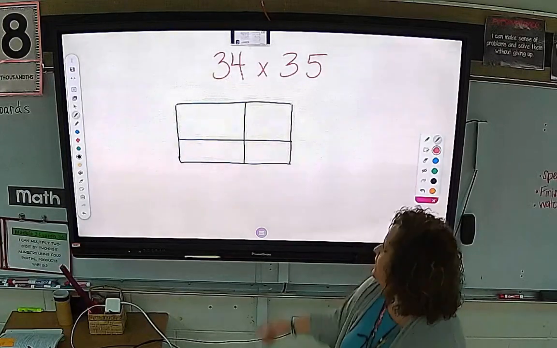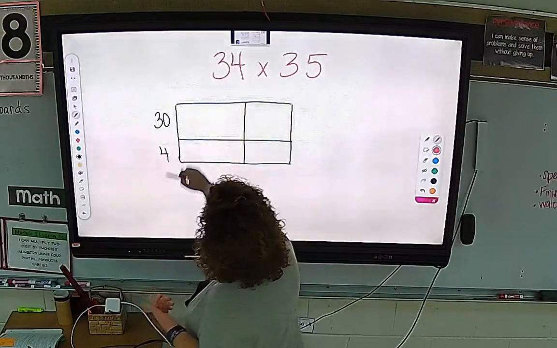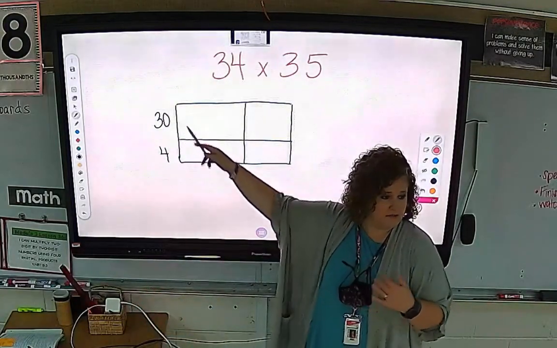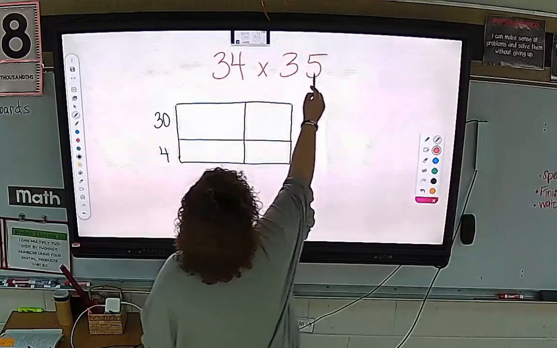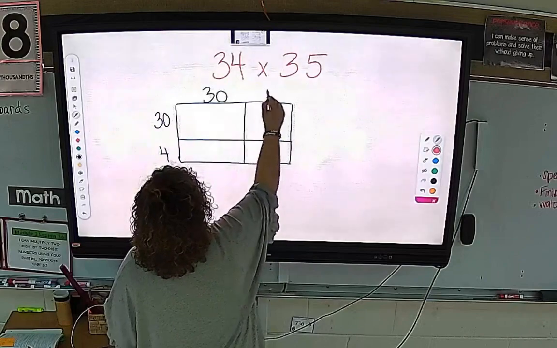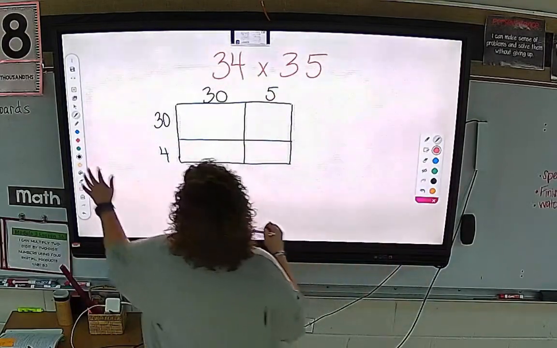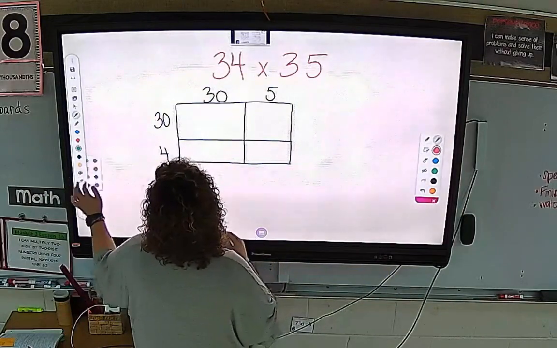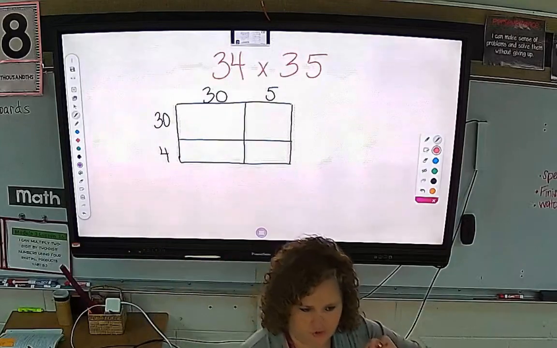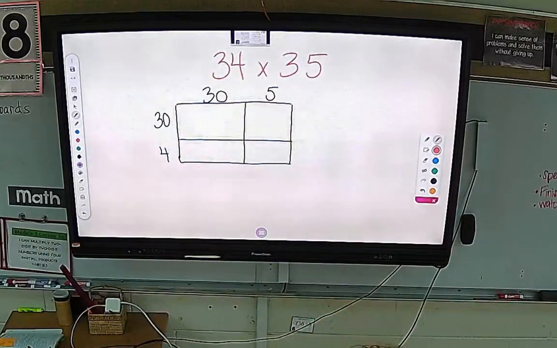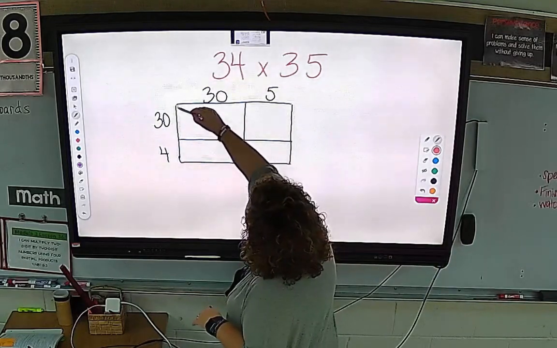Yes. Okay. So I'm going to grab 34 and I'm going to put 30 and 4. You see how we broke that apart into the tens and the ones. Okay. Across the top, we're going to put 30 and 5. All I did was break those numbers apart. Okay. Now I'm going to do the same thing I did yesterday, and I'm going to put the math problem or the math equation in each box. But I'm going to look at each of these boxes separately.